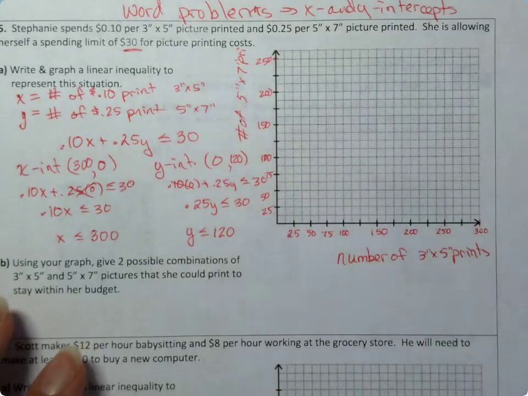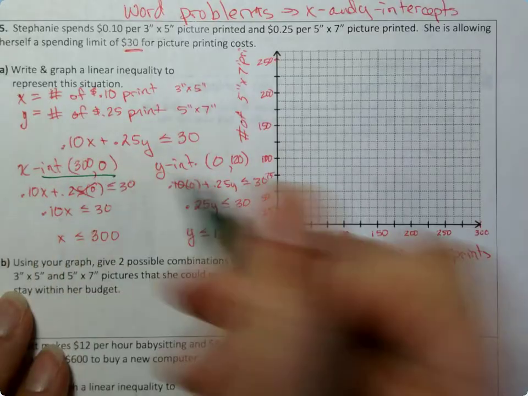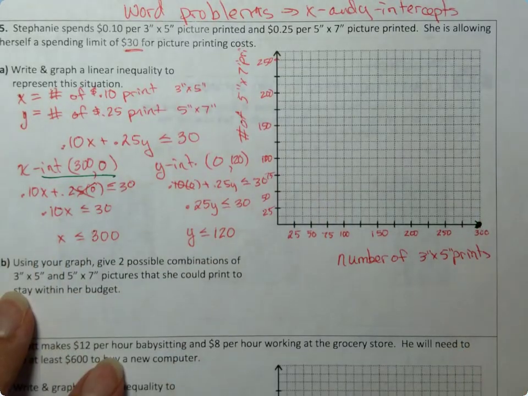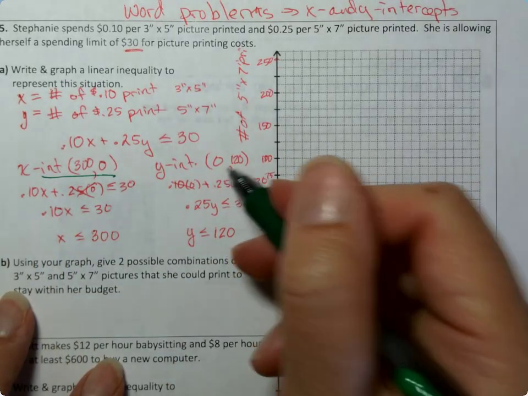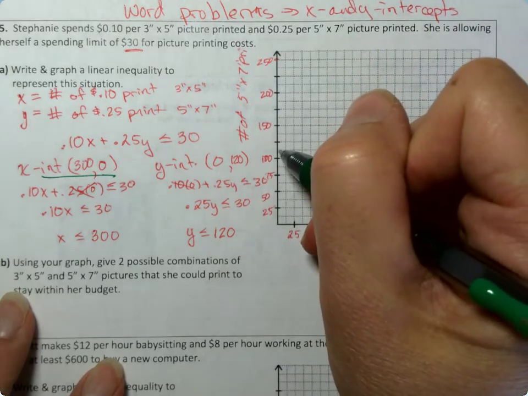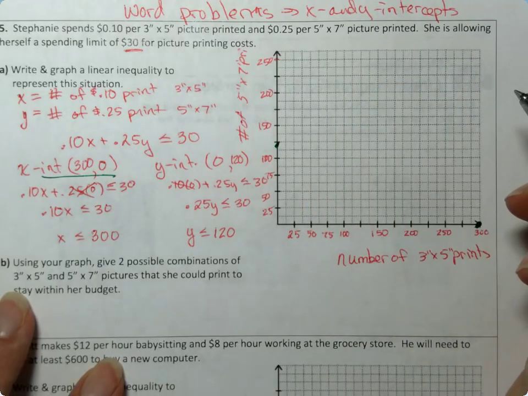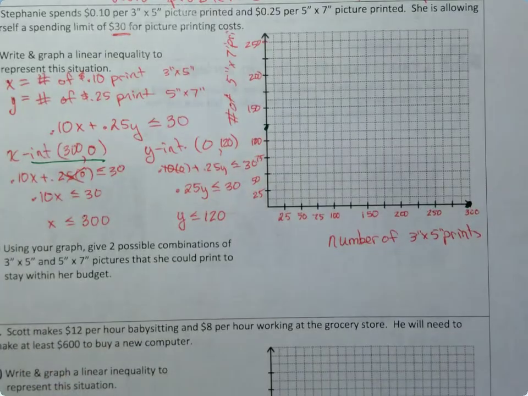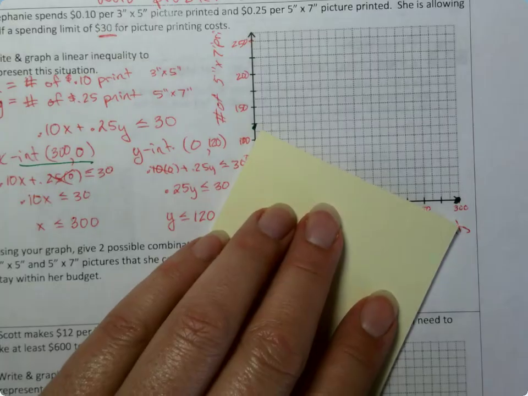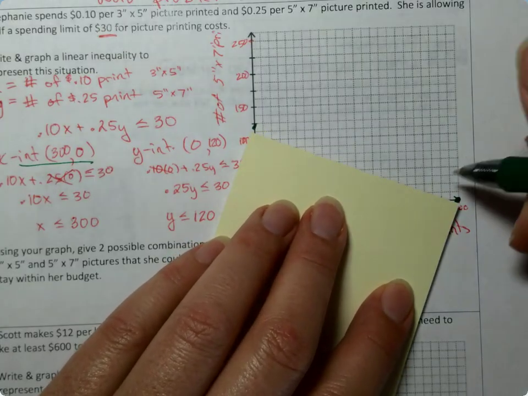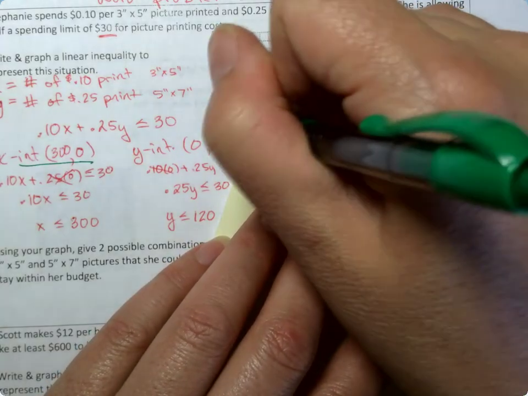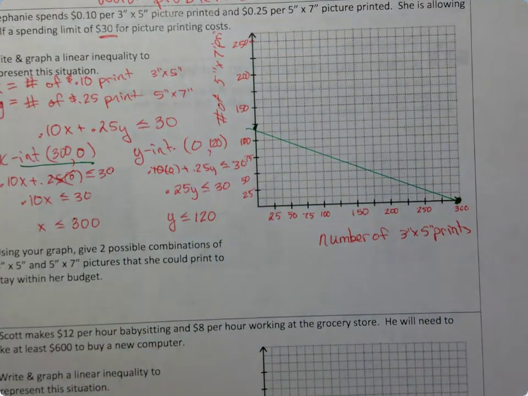I'm going to graph this point at 300, 0 on the x-axis. And then I'm going to graph this point at 0, 120. Okay, well, there's 100. Here's 125. So sort of right in there. And then I'm going to do my best line that I can. I can always get a ruler. Dashed or solid. Should be solid. I'm a little bit off.